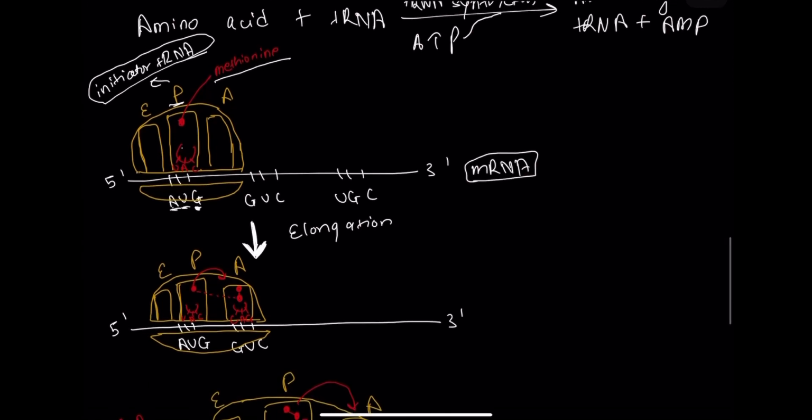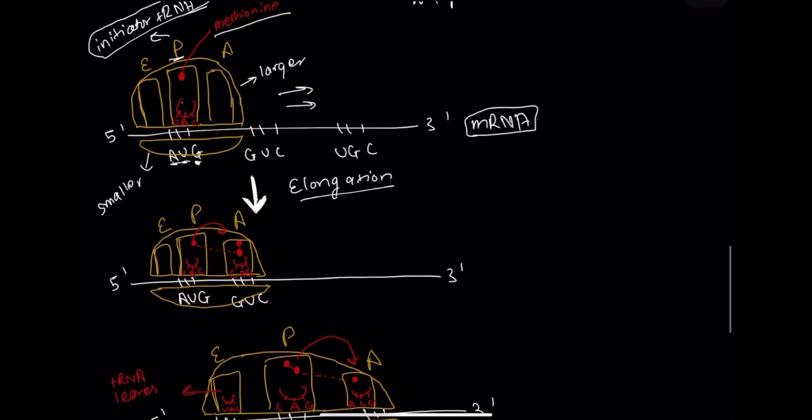So what happens in the process of elongation: the ribosome has two subunits. This is the larger subunit and this is the smaller subunit. They are moving forward. So there comes another tRNA which has anticodon CAG, and it pairs with the complementary base sequence of mRNA, which is GUC. It also codes for another amino acid. So this amino acid and the amino acid present in the P site will form a polypeptide bond.